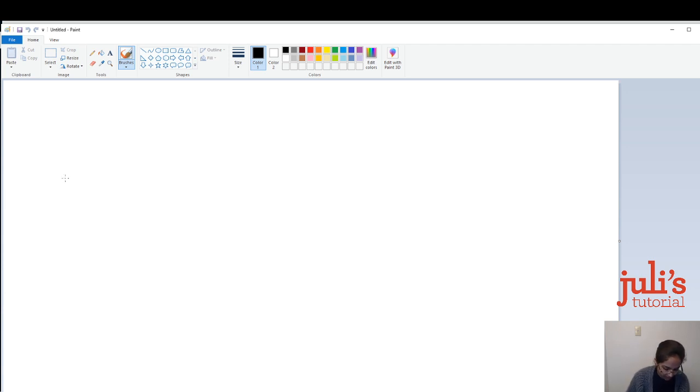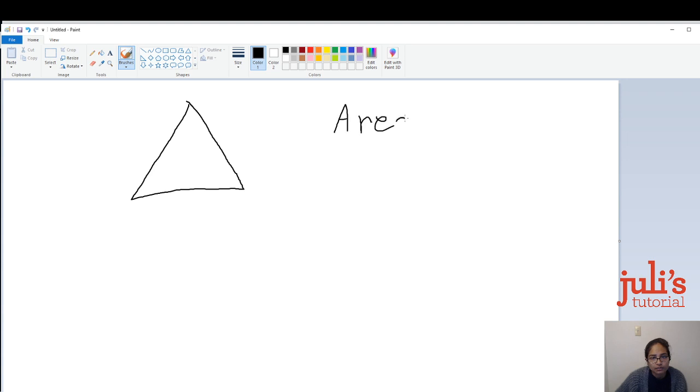And the next question is the triangle. So we have a triangle. Who can tell me the area formula of a triangle? If you know it, please write it. Area of a triangle.